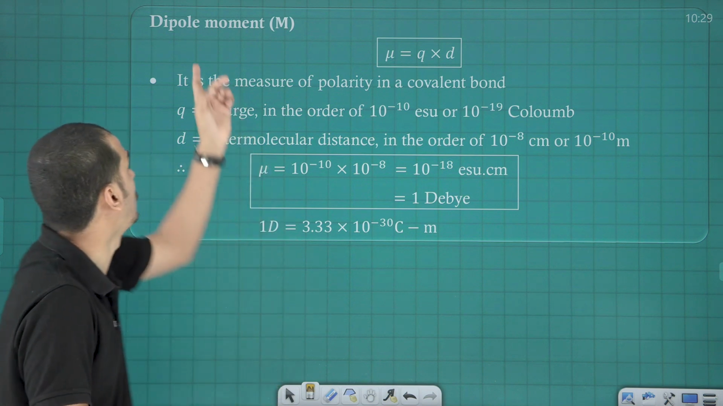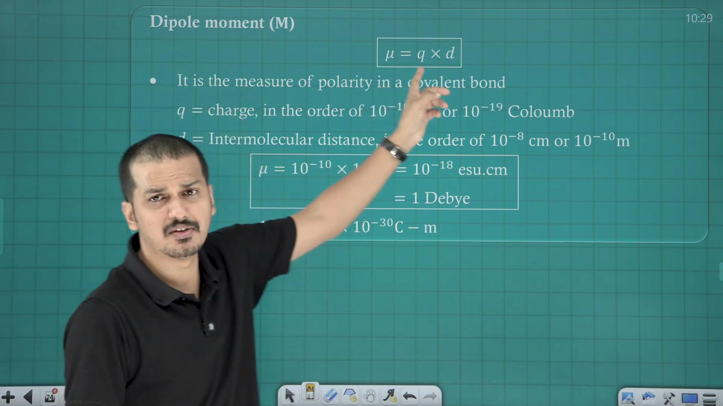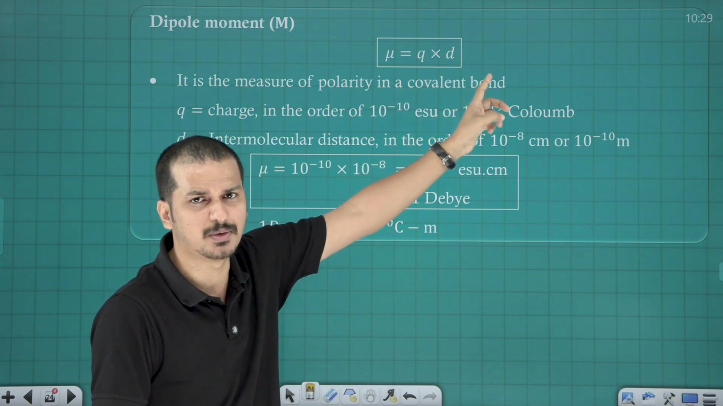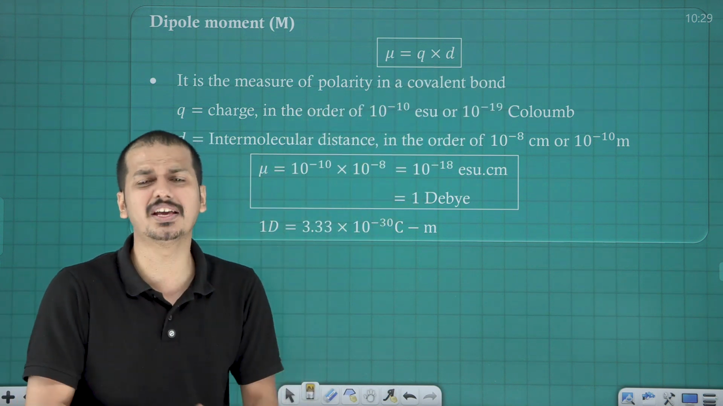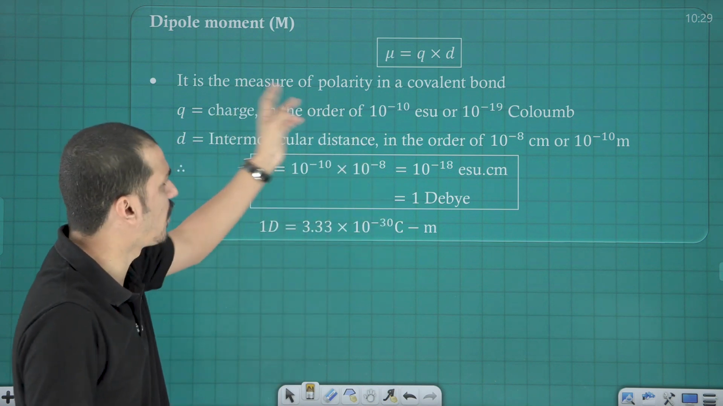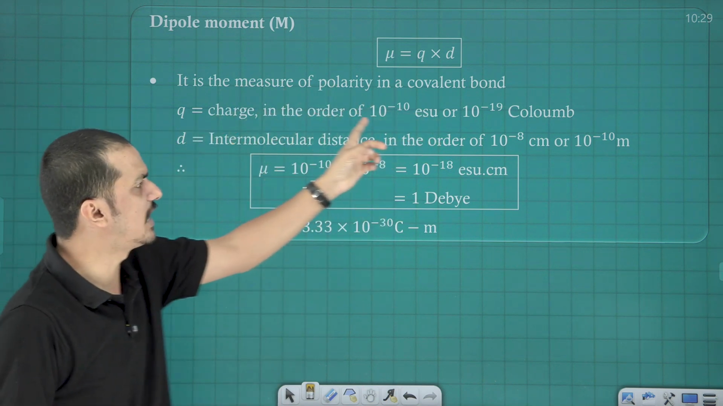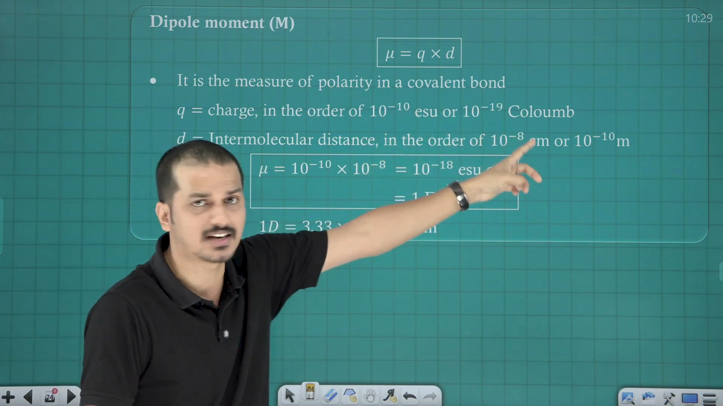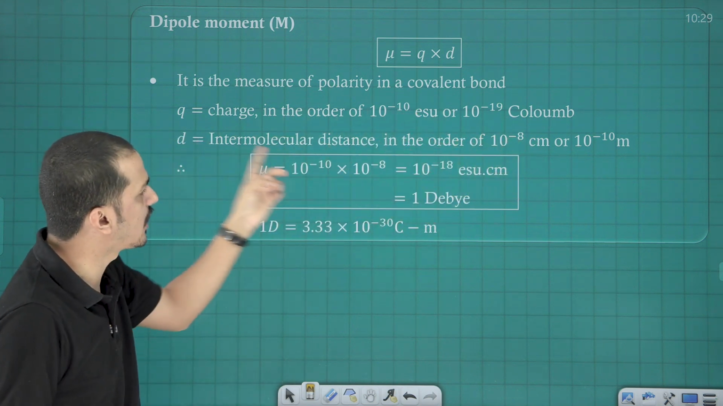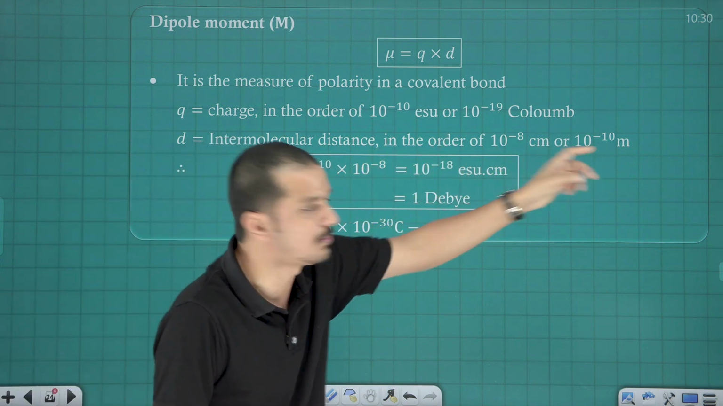Next, we have to look about what? Dipole moment. Dipole moment is the product of any one of the charges and the intermolecular distance between them. This is actually used to calculate the ionic character in a covalent bond. Okay, polarity in covalent bond. Here Q is charge, of the order of 10 raised to minus 10 ESU, electrostatic unit, or 10 raised to minus 19 coulomb. D equals intermolecular distance, of the order of 10 raised to minus 8 centimeter or 10 raised to minus 10 meter.